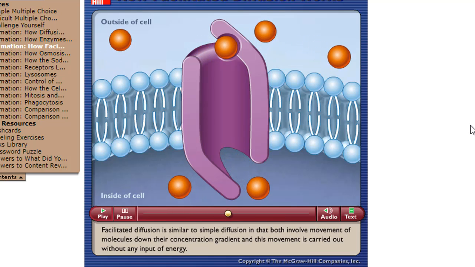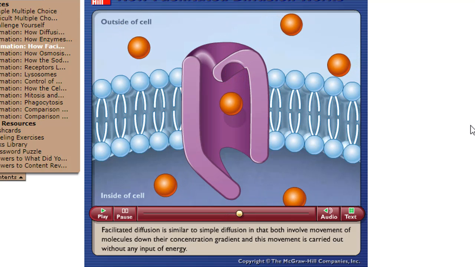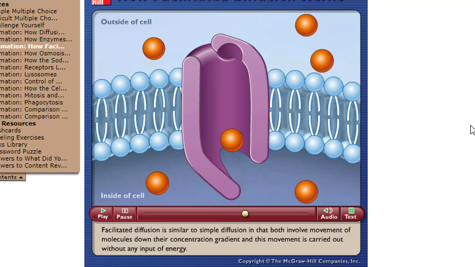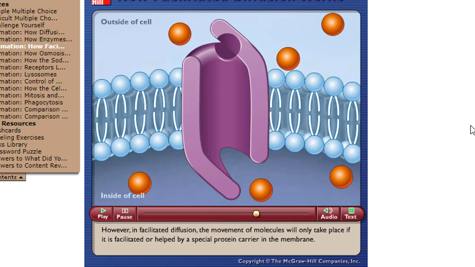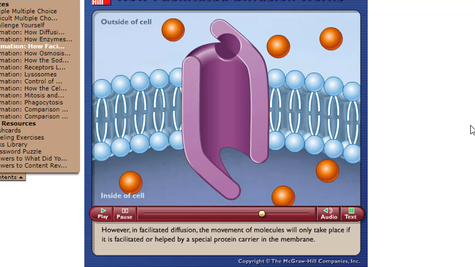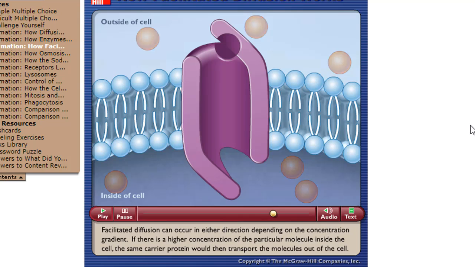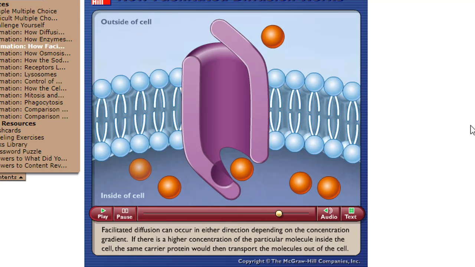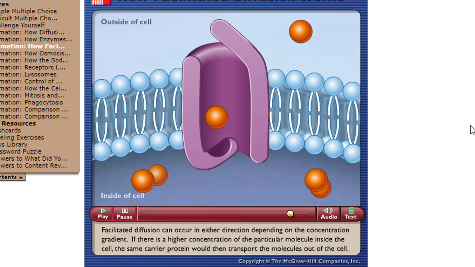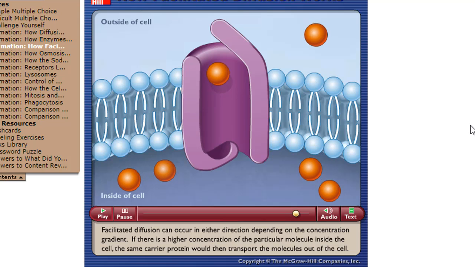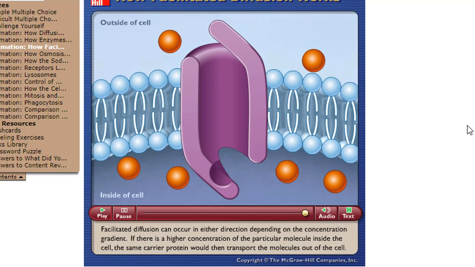Facilitated diffusion is similar to simple diffusion in that both involve movement of molecules down their concentration gradient, and this movement is carried out without any input of energy. However, in facilitated diffusion, the movement of molecules will only take place if it is facilitated or helped by a special protein carrier in the membrane. Facilitated diffusion can occur in either direction depending on the concentration gradient. If there is a higher concentration of the particular molecule inside the cell, the same carrier protein would then transport the molecules out of the cell.